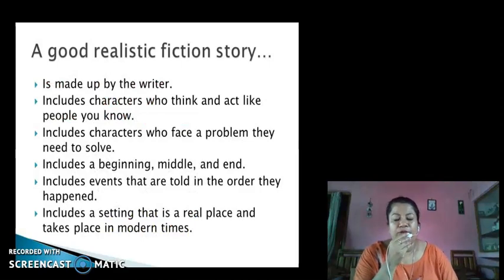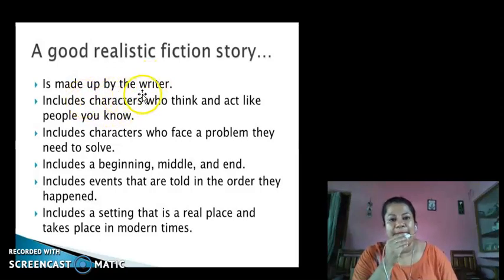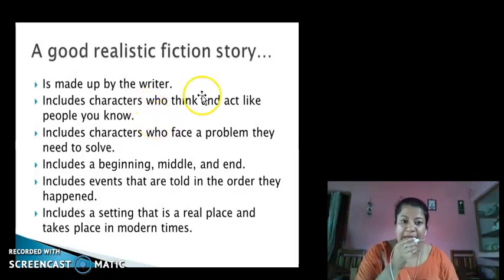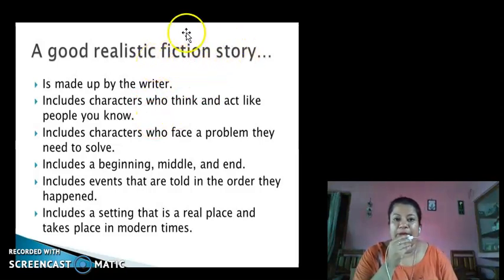So a good realistic fiction story should have these points. When you're writing a realistic fiction story, it should have these points. The first one is that it is made up by the writer. So I've already told you that the story should be made up. It should not be a true story, it should be made up, okay. It is a fiction story. Remember, the word fiction over here means made up, okay.